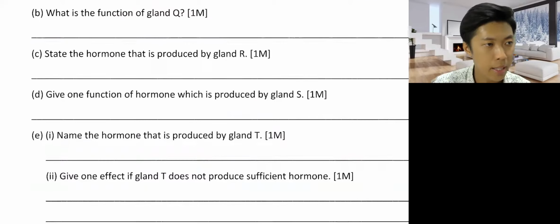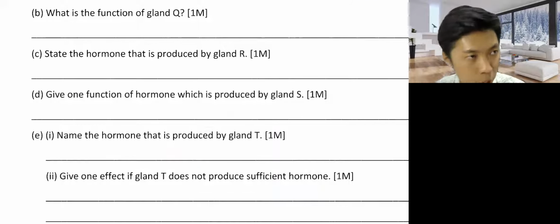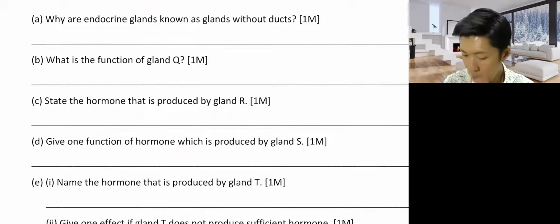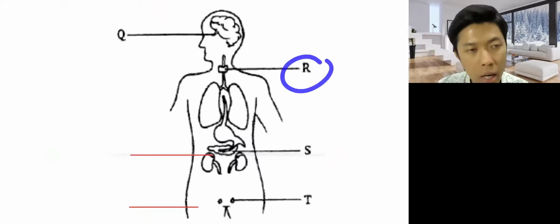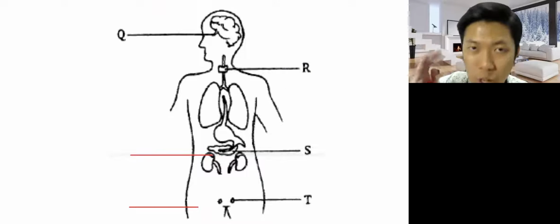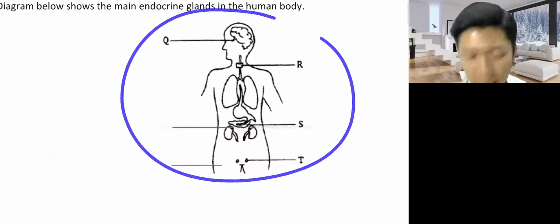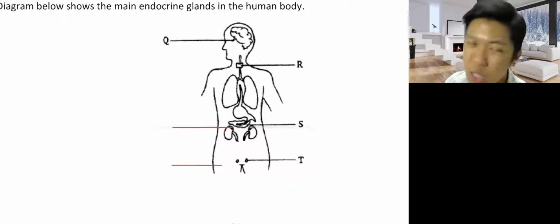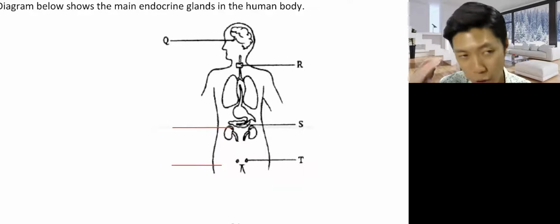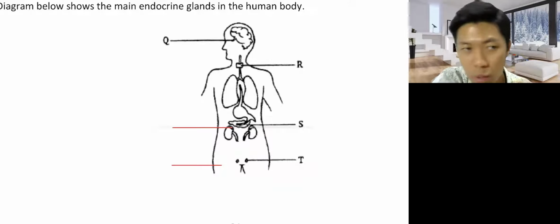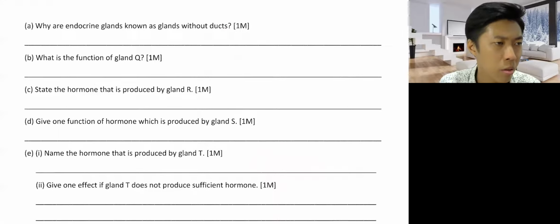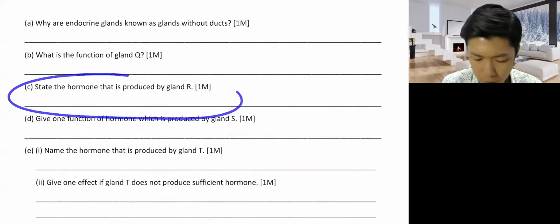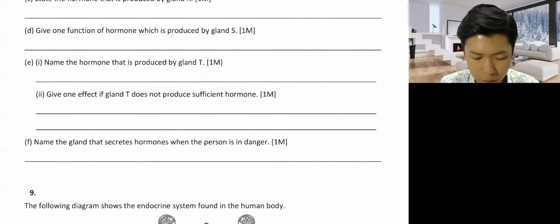Okay, next one, C. State the hormone that is produced by gland R. By the way, gland R is called thyroid. See, when you can write all the hormones and glands by yourself, this question is actually half easier. Spellings are correct, and you're sure that each of them has individual hormones. So just repeating answers. So here you go, please write that down. R will be thyroxine.